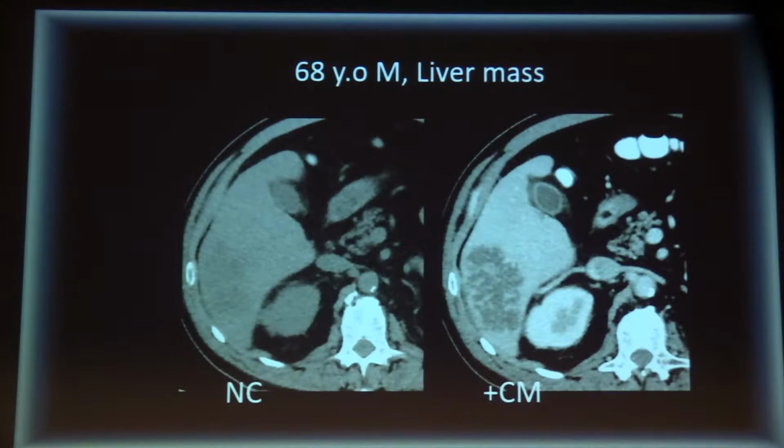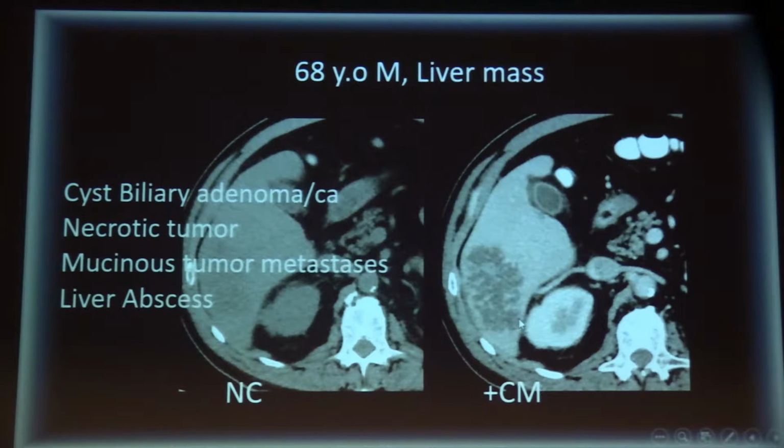This is a 68-year-old male who presents with a liver mass. At the time when we saw this, I had no clinical information. So I looked at this CT, and it demonstrates, following the administration of contrast, a low attenuation mass. It has maybe small cystic components within it. It enhances a little bit. The borders are irregular. And of course, there's a differential diagnosis for this.